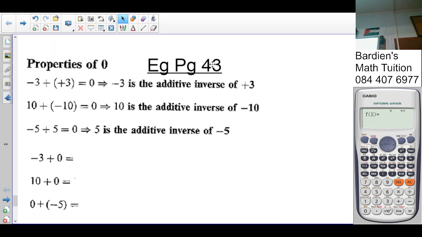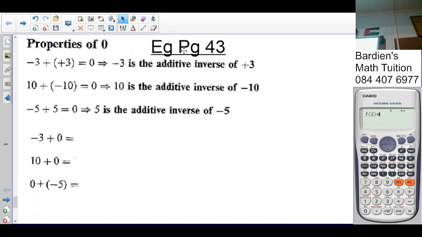Let's see here what it's saying. Right now we're moving on to properties of 0. This I want you guys to write down. Properties of 0. Pause the video at this point. Alright. So properties of 0: negative 3 plus 3 will be 0. That implies that negative 3 is an additive inverse of 3. So what does that mean? If something is an additive inverse of something, add it together, it gives you an answer of 0.